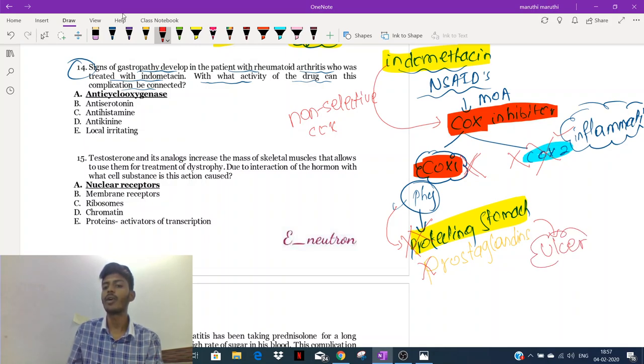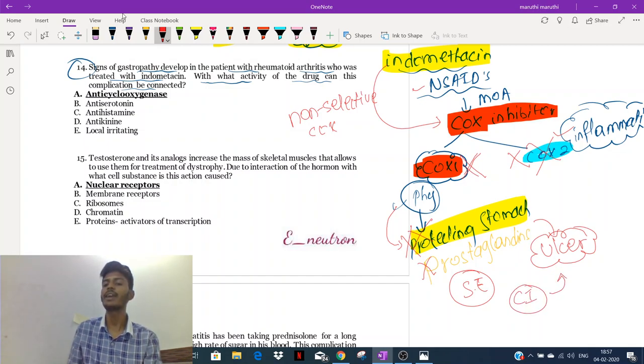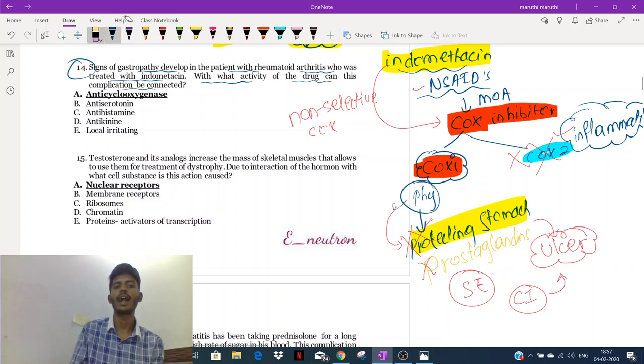So by this logic, what we need to understand, NSAIDs, non-steroidal anti-inflammatory drugs, can cause the side effect as a peptic ulcer. At the same time, they are contraindicated in a patient who is having peptic ulcer or any sort of gastric pathologies. Try to avoid non-selective COX inhibitors, means which block both COX-1 and COX-2. For example, if I have a patient who is having, for example, peptic ulcer, but still I had to give him what? COX inhibitor.